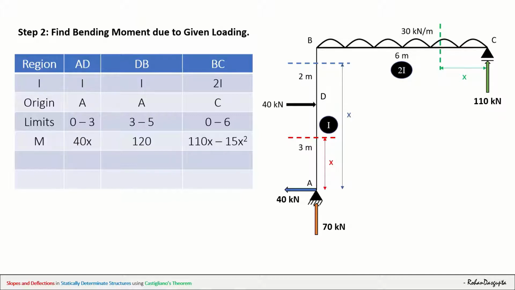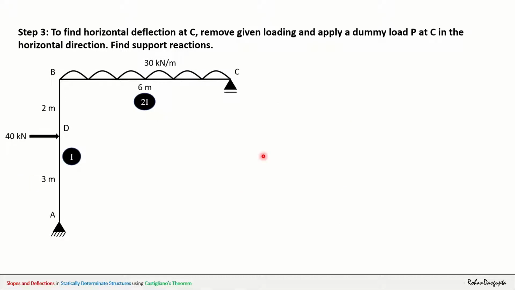Now let us move on to step 3, a very important step. So please pay attention. Let's go one by one. Here it says to find the horizontal deflection at C. So the first thing that we have to do is remove the given loading. This 30 kilonewton has to be removed, so I am removing that. Second, this 40 kilonewton also needs to be removed. So students, you need to draw a different figure here, because you need to remove these two loads and apply a dummy load P at the point C in the horizontal direction.